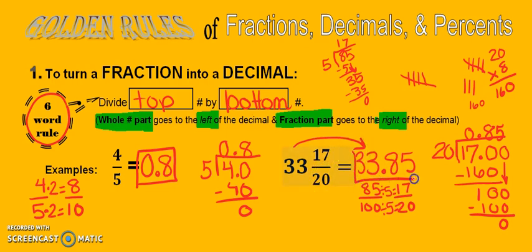Woohoo, we're done. So the whole number part goes in front of the decimal. The fractional part goes behind the decimal.